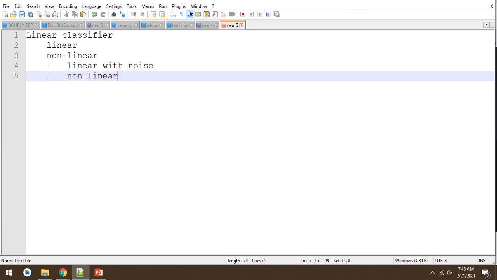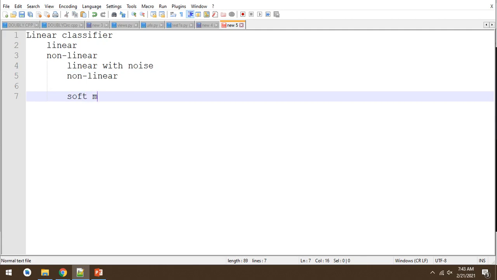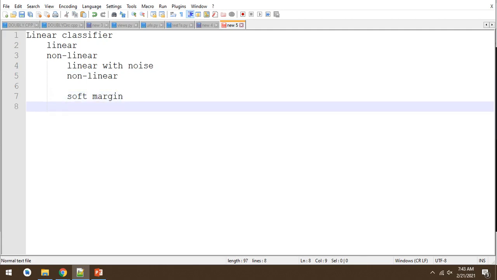Then we have two solutions. The first option is actually soft margin. We can just go with soft margin. Otherwise, we have to just use a kernel trick. So now, what is soft margin and what is kernel?